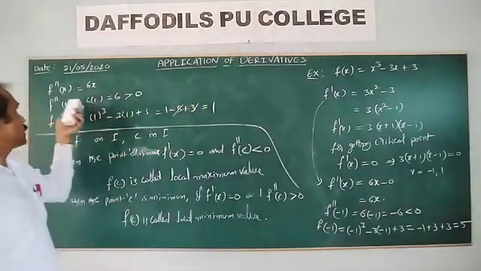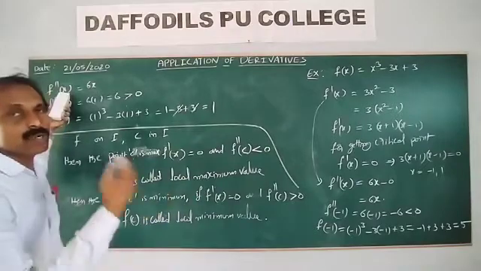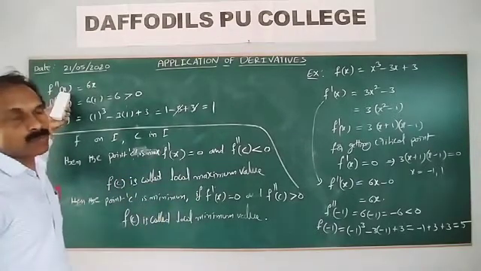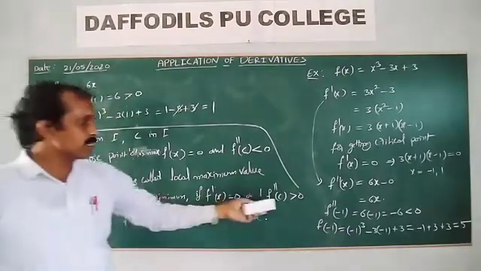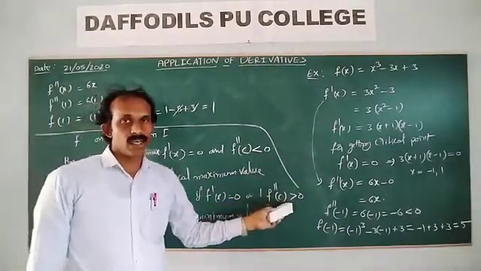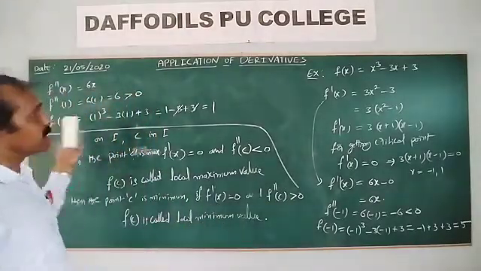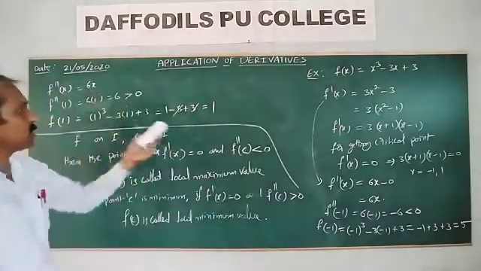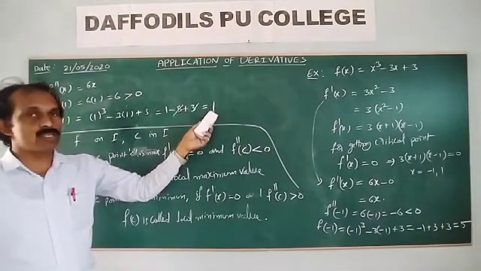Next, check the second critical point. How many critical points are there? All critical points must be substituted. Only one is left, so substitute 1. It is greater than 0, and greater than 0 means it has a local minimum value. What is the local minimum value? Substitute that critical point in the function. We get the answer 1. So the minimum value is equal to 1.